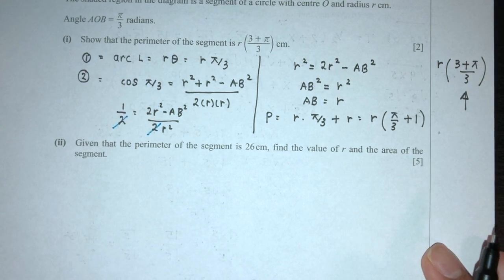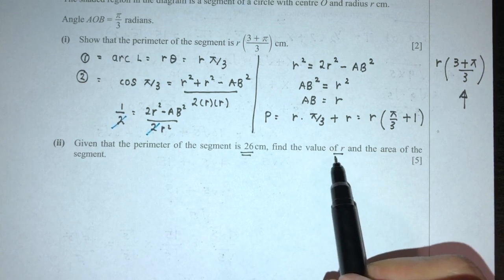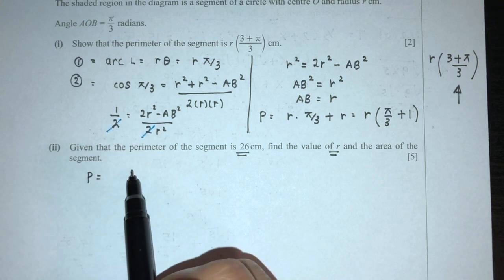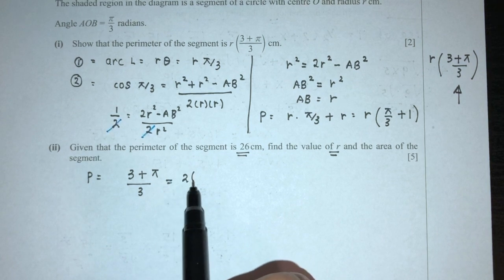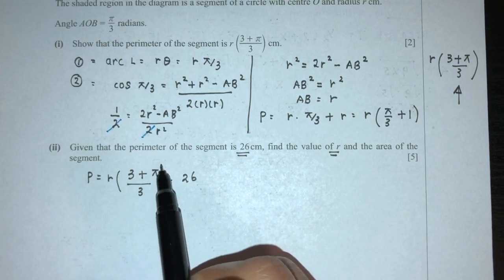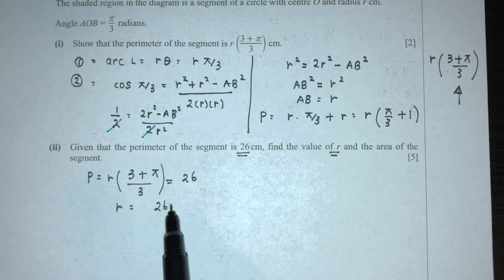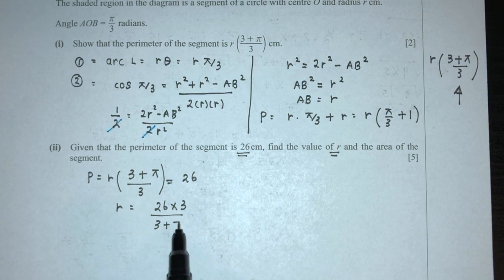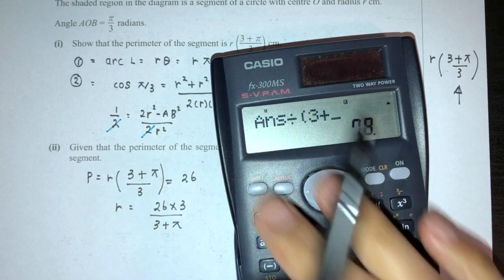Now for part 2, given that the perimeter of this segment is 26, find the value of R and the area of the segment. So pretty easy. We know that P from part 1 is equal to R times (3 plus pi over 3). It is equal to 26. So we have to find the value of R. So R will be 26 times 3 divided by 3 plus pi.